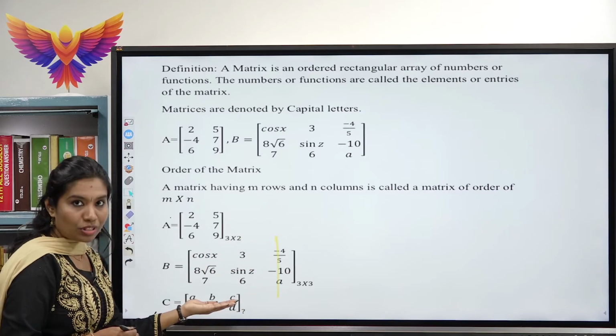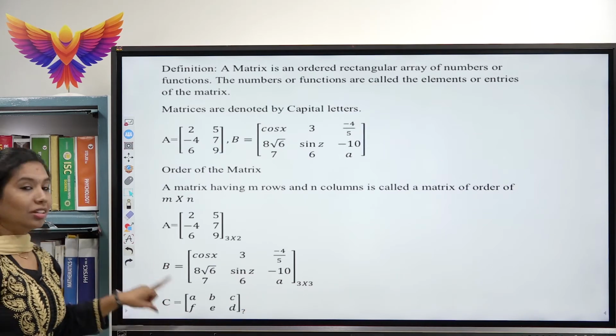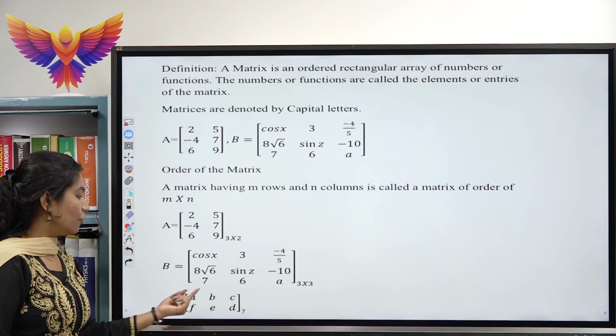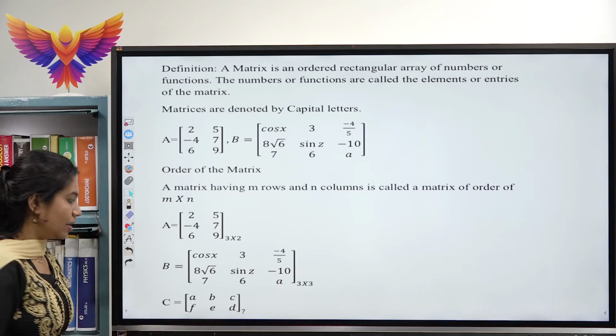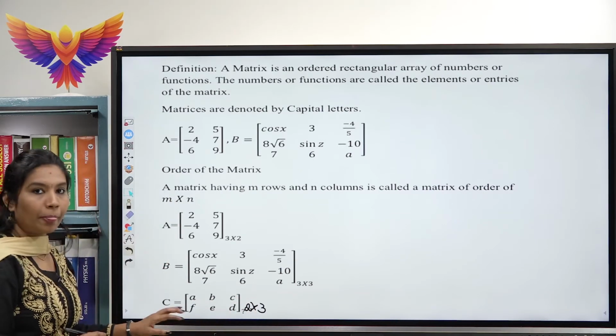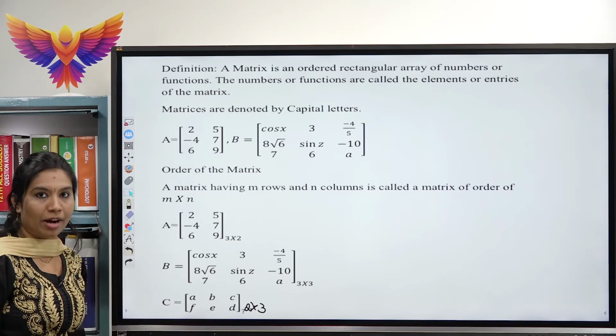So the number of rows here is 3 and the number of columns here is 3 again. Coming to the third example here, we have a matrix given. Clearly we can see here we have 2 rows and 3 different columns. So when I'm writing the order of this matrix, it is nothing but 2 cross 3, 2 rows and 3 columns. So this is how we represent the order of a matrix.